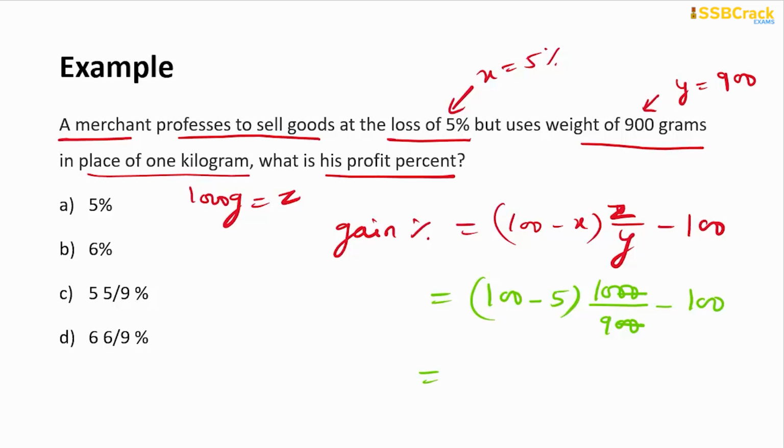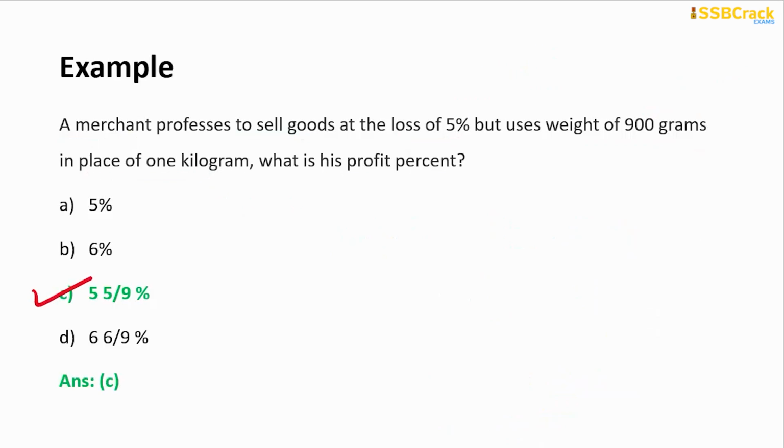This 20 cancels. So 950 minus 900 upon 9, we shall take by cross multiplying. So we are going to have the fraction 50 by 9, which on division results in 9, 5s are 45, right? So we have the remainder 5. So 5 by 9%. Hence the key for this particular question is option number C.